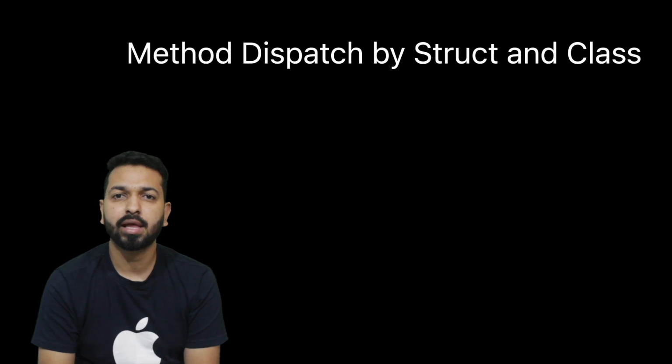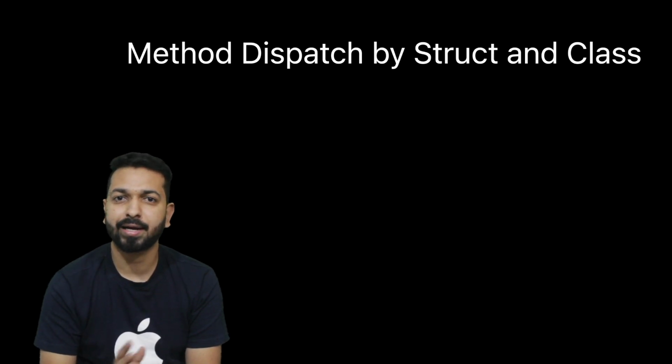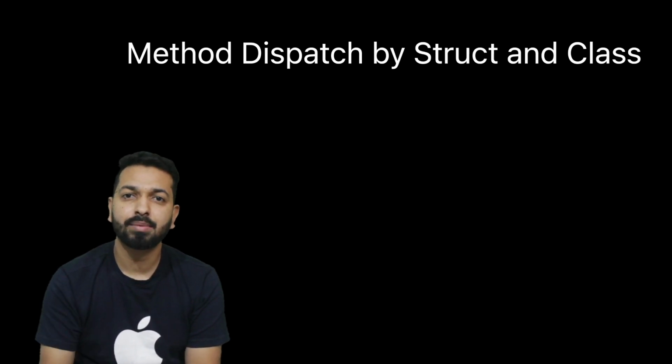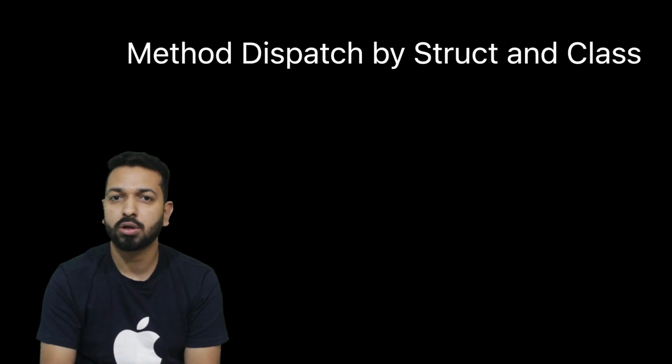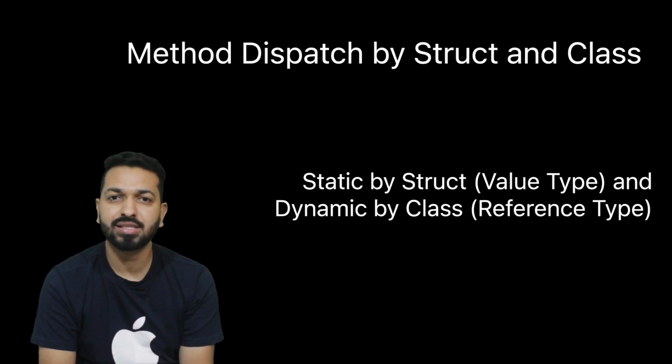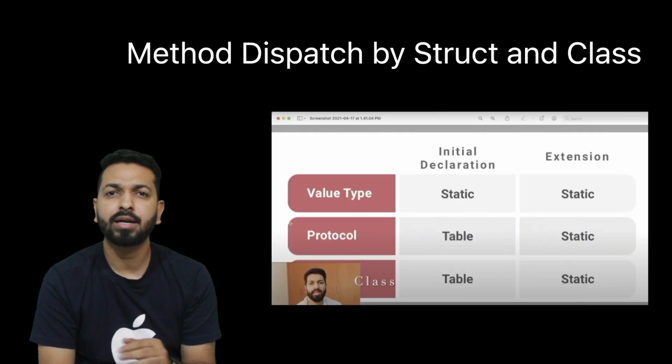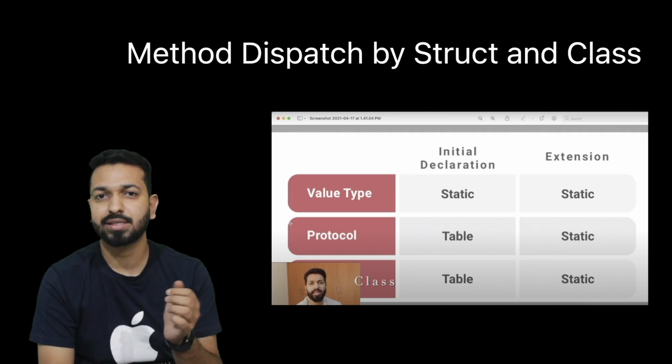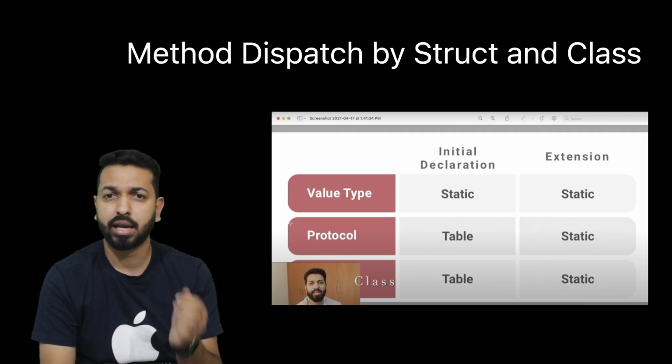So broadly speaking, there are two types of method dispatch, that is static and dynamic. Well, there are actually three types if we consider the table and message dispatch and all those. But for now, let's consider the two types of method dispatch, that is static and dynamic. And in the case of struct or value type, the static dispatch is used, and for the reference type, the dynamic dispatch is used. I did a very detailed video on this in which I explained why value types are using the static dispatch and why reference types are using the dynamic dispatch.